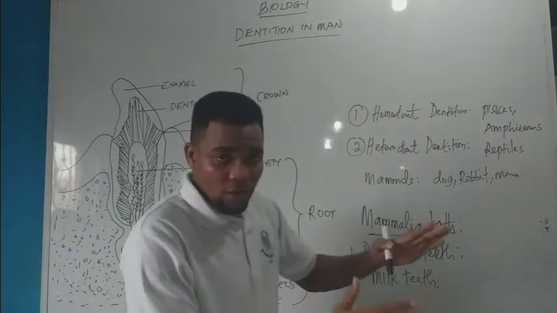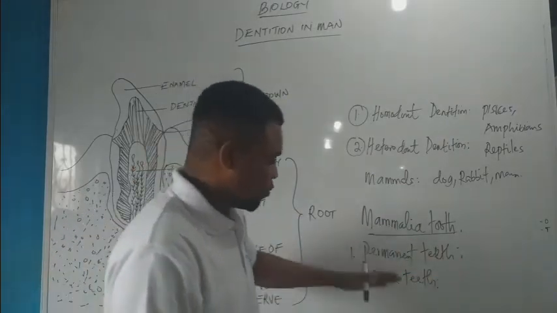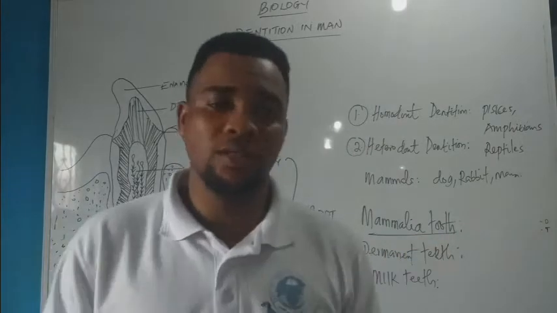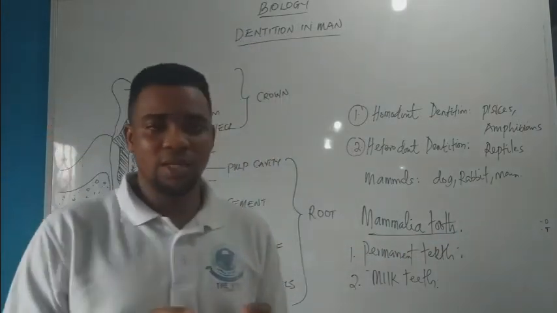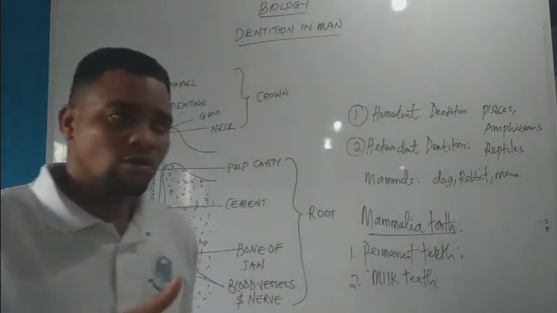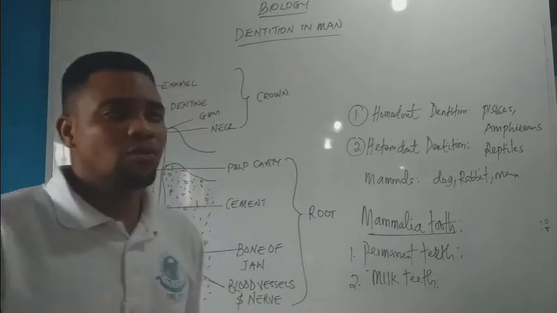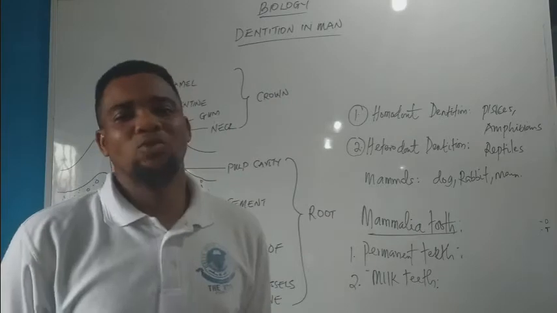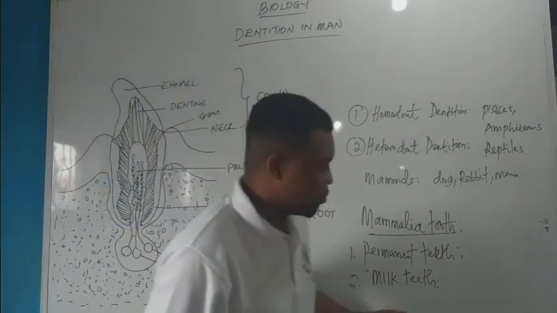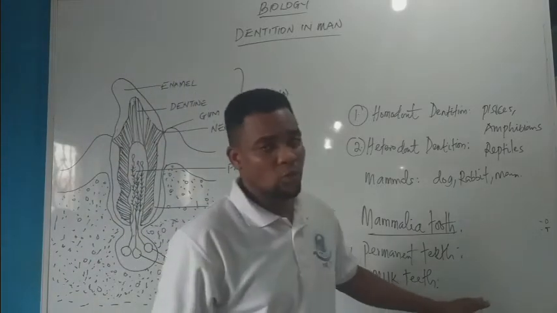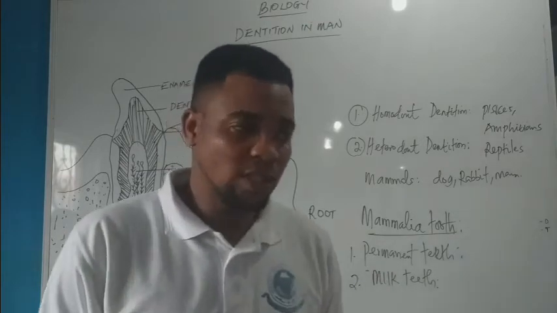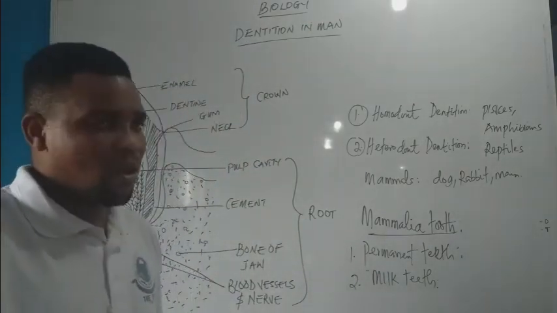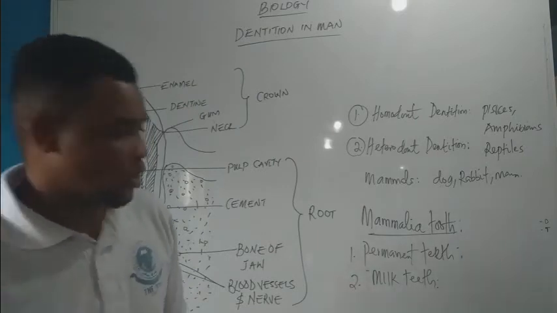Now, under milk teeth, I will try to show the difference between both of them. Milk teeth are found only in babies. Babies have milk teeth from the age of one as toddlers to about the age of 11 or 12. At that age, their number is 20. Milk teeth are mostly 20 in number, or fewer in some organisms.